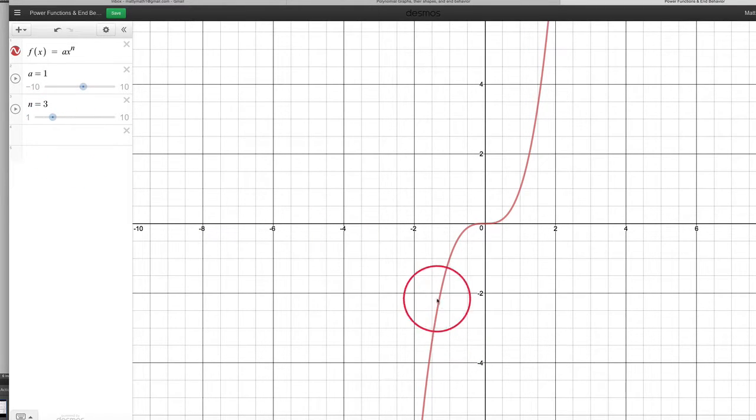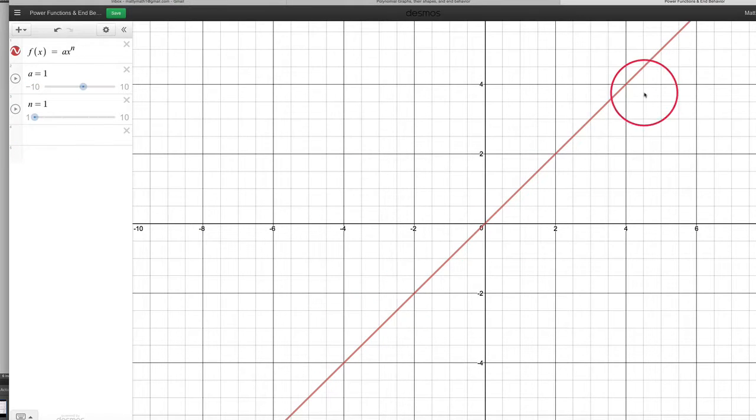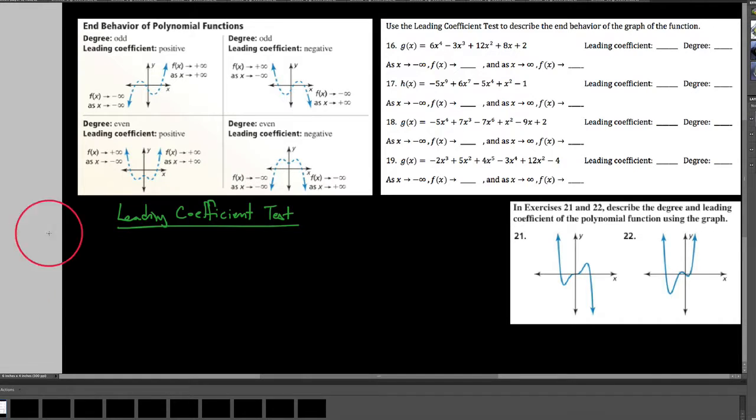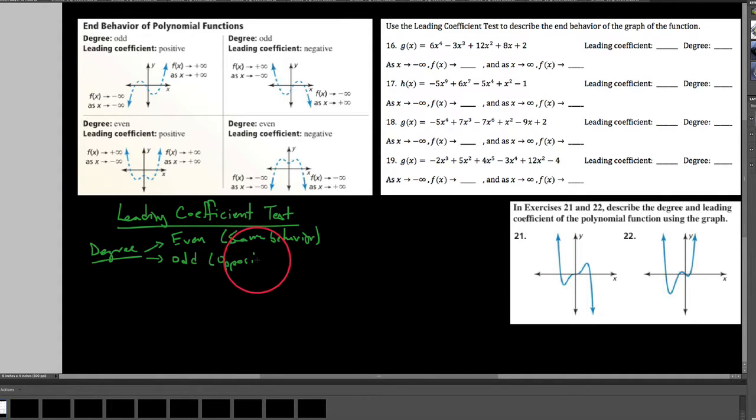So if you're falling on one side, you'd be rising on the other if your degree is odd. And this even occurs with linear graphs. One thing we want to make sure we know about this is our degree. If our degree is even, then we're going to have the same behavior on the left and the right side. And if our degree is odd, we're going to have opposite behaviors on the left and right-hand side. And that is, as a matter of fact, illustrated in this chart up here.